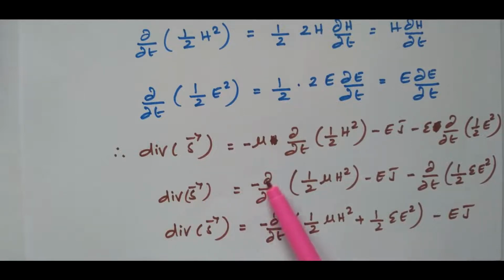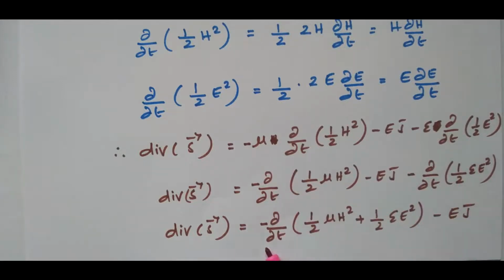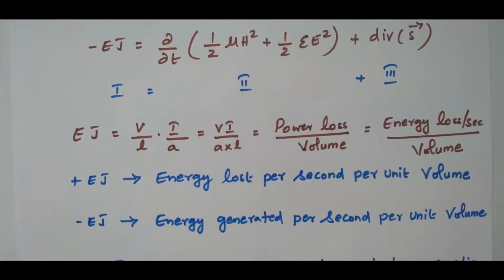Now we'll go for the further simplification. Divergence of S equal to minus dou by dou t. This mu is brought inside: 1 by 2 mu H square, minus E J. This epsilon is brought inside: dou by dou t of half epsilon E square. Right? So this dou by dou t available in both the terms is taken as common. Minus dou by dou t of half mu H square plus half epsilon E square, minus E J. So this minus dou by dou t is taken outside. Right? Now we'll go for the further simplification.